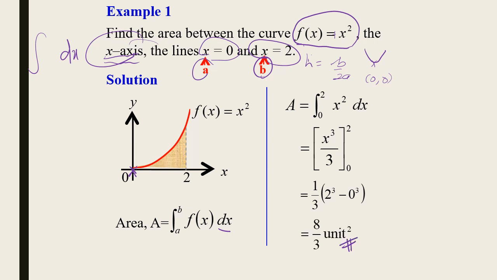Why unit square? Because it's an area. Area is two-dimensional. So you have to put unit square. Not unit, but unit square. Okay, so let's continue.